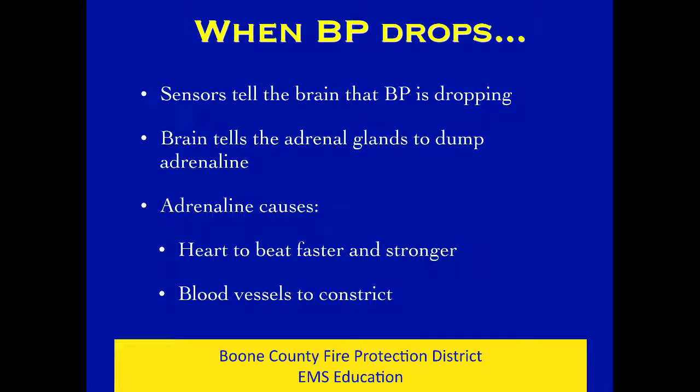Okay, so what happens when your blood pressure drops? Well, there are sensors in your body that detect that the blood pressure is dropping. And those sensors send a message to the brain. And they say, BP's dropping. And the brain says, well, we know what to do with that. The first thing the brain uses, its absolute go-to rapid intervention strategy, is to turn to the adrenal glands in the on-deck circle and say, adrenal glands, you're up. Dump adrenaline. Adrenal glands secrete adrenaline.